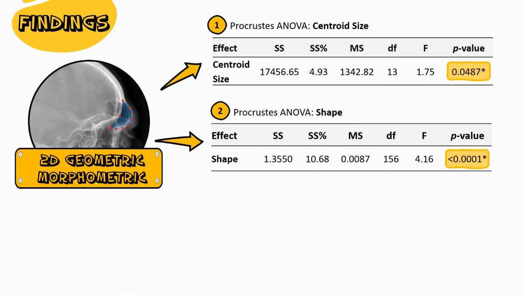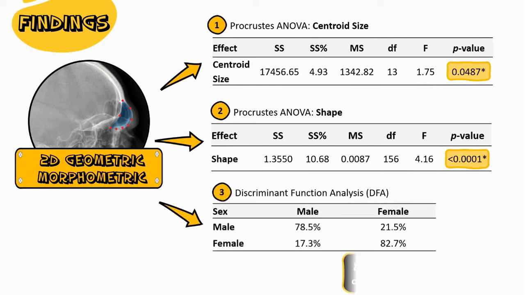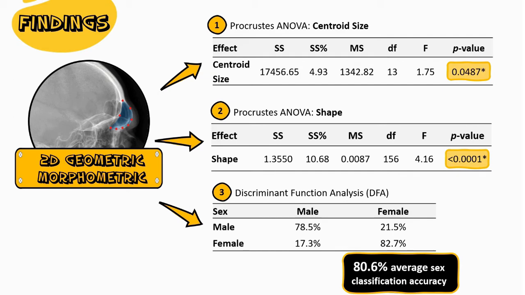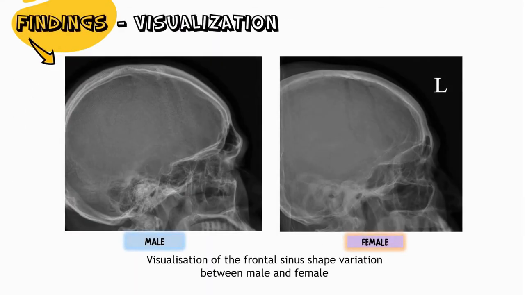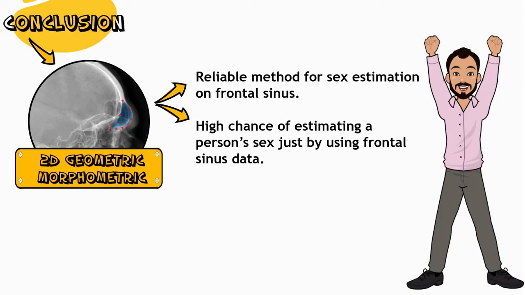Now for the result, Procrustes ANOVA showed significant differences in the shape and size of frontal sinus between males and females. And the DFA demonstrated classification accuracy of 80.6% after cross-validation. This is to show the morphological differences of frontal sinus between males and females using the 2D geometric morphometric method, in which the male's frontal sinus tends to appear in a wider shape than the female's. So, to conclude, the results of significance and high classification accuracy suggest that geometric morphometric method is a reliable method for sex estimation on frontal sinus.